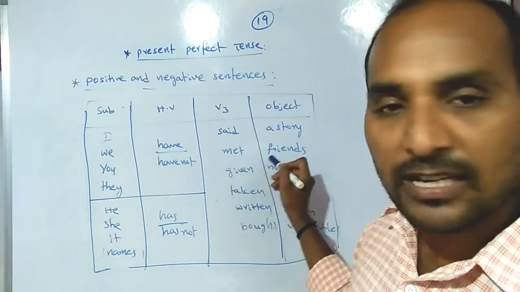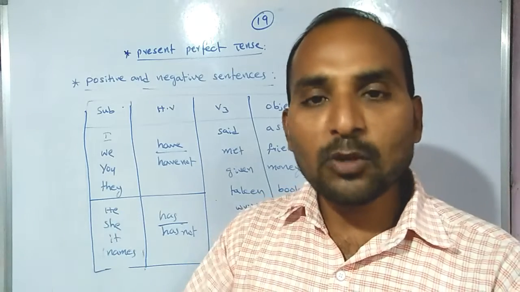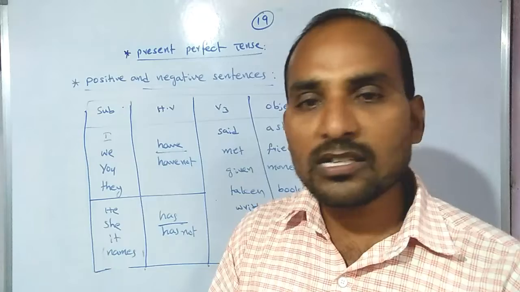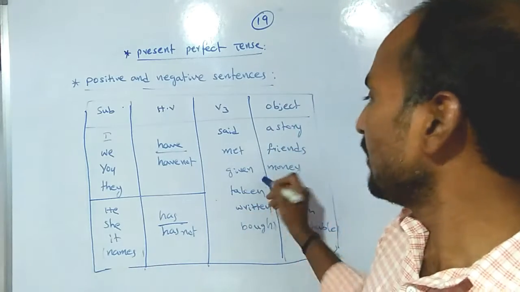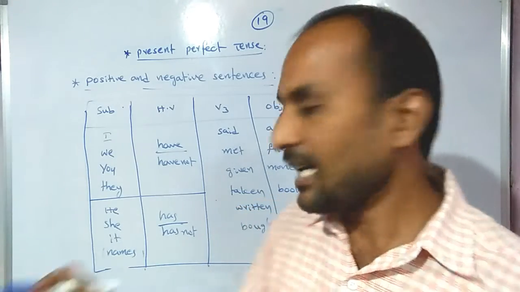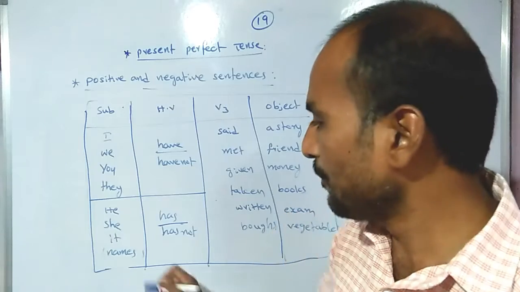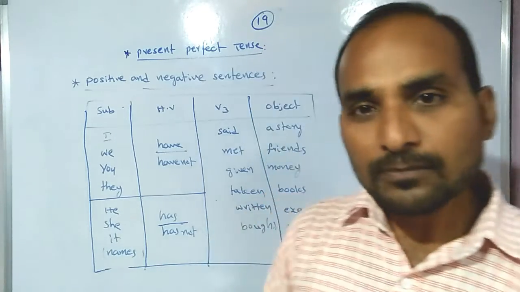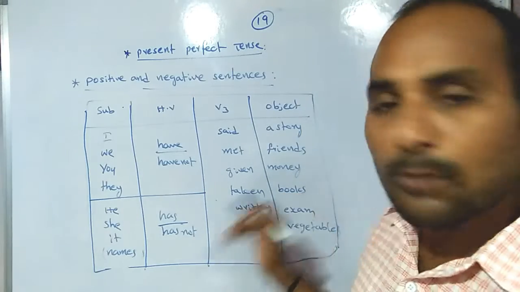So she has met friends. ఆమె మిత్రులను కలిసి ఉన్నది. So she has not met friends. ఆమె మిత్రులను కలిసి లేదు. So it has given money. అది డబ్బులు ఇచ్చి ఉన్నది. It has not given money. అది డబ్బులు ఇచ్చి లేదు. So we can take names also. We can take any name. So for example, Suresh has taken books.